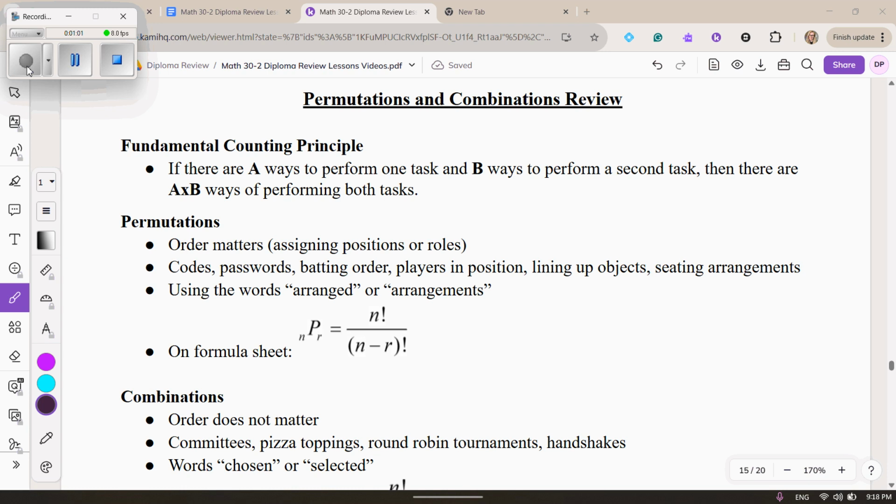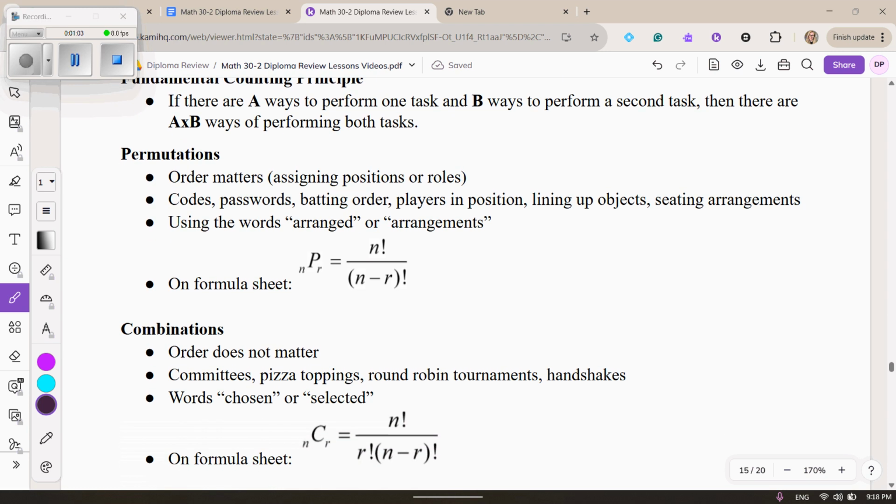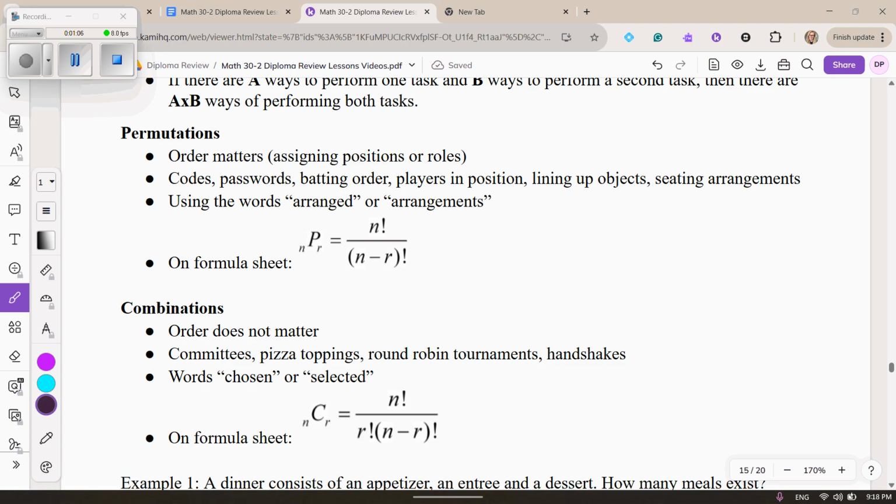And you're going to multiply together the total amount of options. Okay, then we're moving into permutations and combinations. So the biggest difference between permutations and combinations is the fact that order matters. Now I have a bunch of examples for you here of things that you might see for permutations. Anytime you're assigning positions or roles, that means that the order matters, or positions are important.